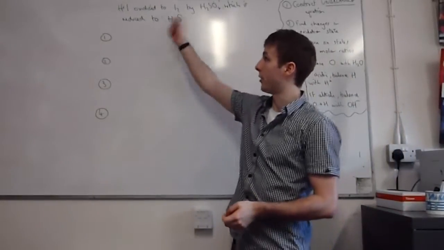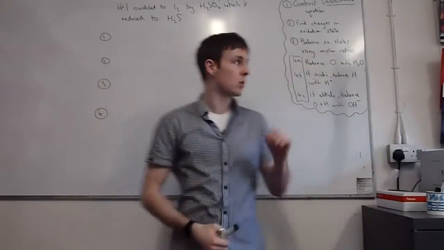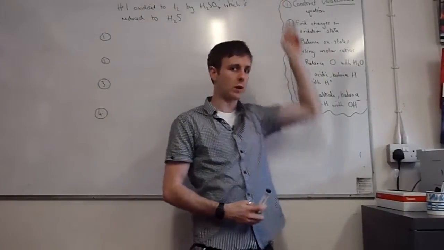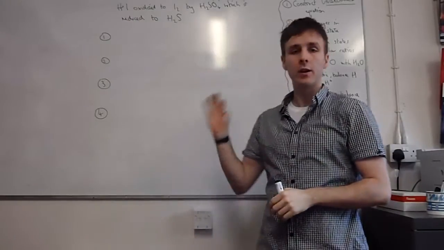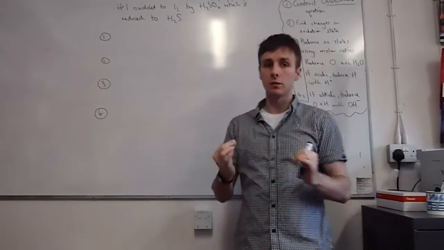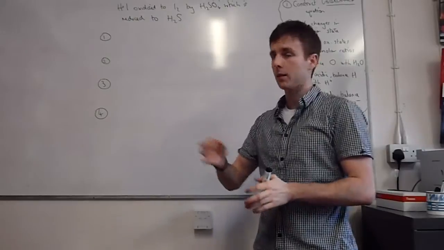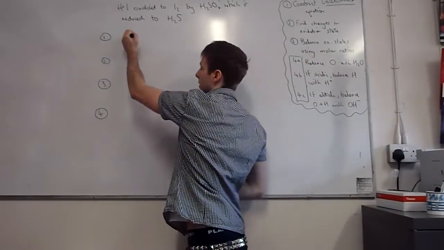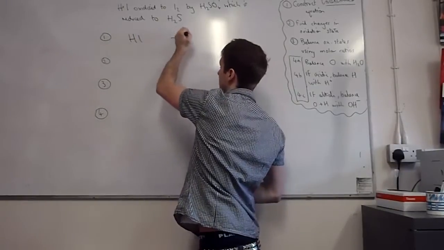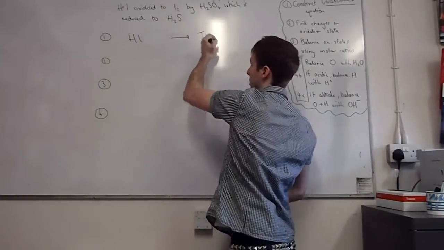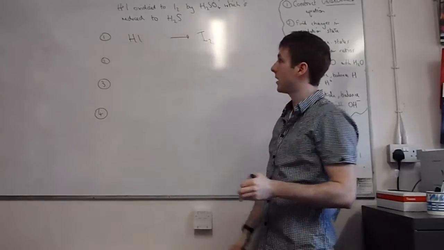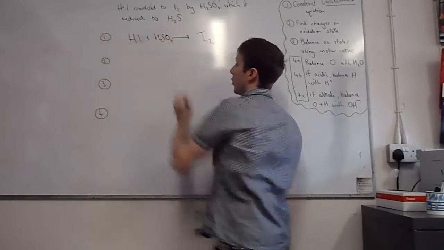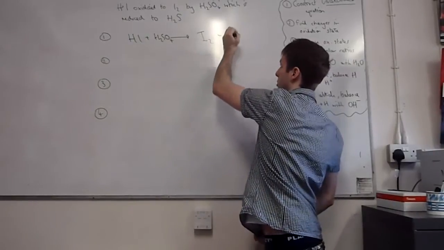So my equation for this reaction. The first thing I do is I use the information given to construct an unbalanced equation. And this equation will definitely not be balanced. That's fine. That does not matter yet. We'll balance it out later. So let's see what I've got. It says HI is oxidized to I2. So I'm going to have my HI on this side, I2 on that side, by H2SO4, which is reduced to H2S.